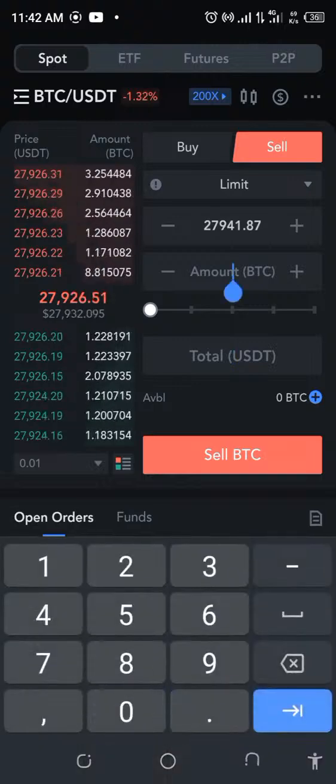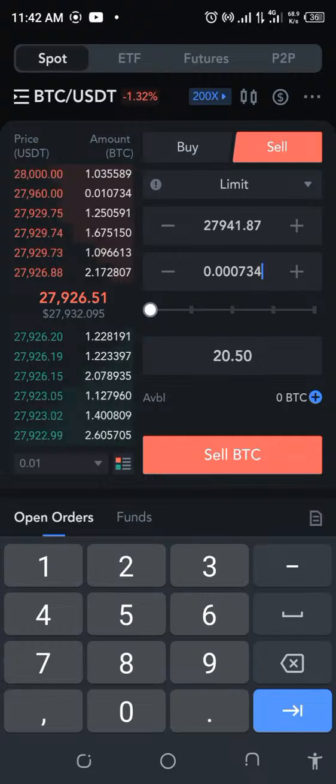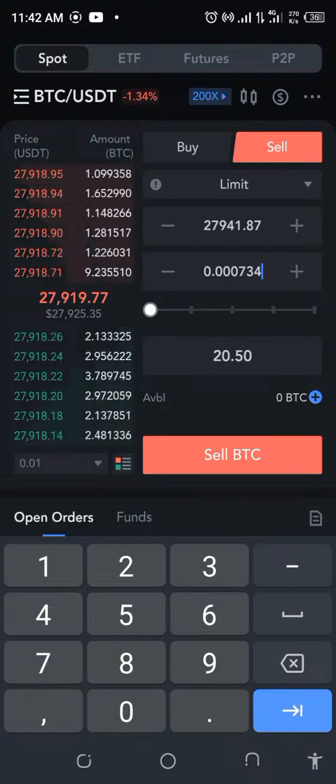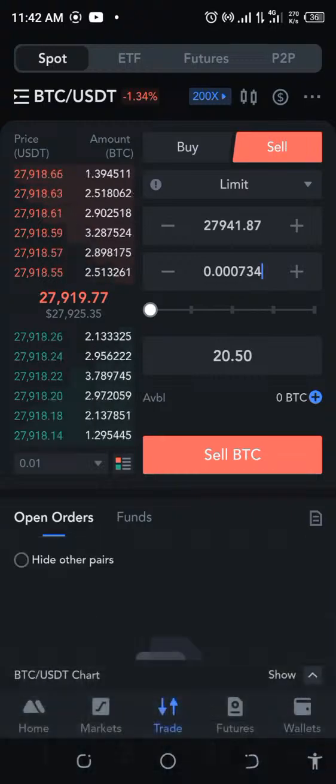Let's see. 20.50. It's really gone down. We only have 15 cents extra. Would I want to do this? Nah. Let's try this out with ETH and see whether this can still give us something else.